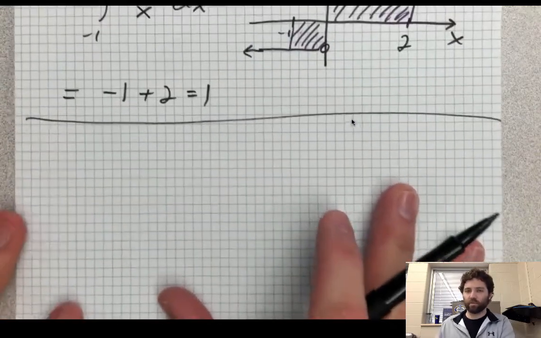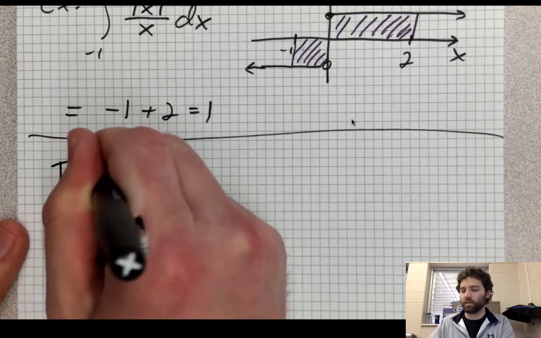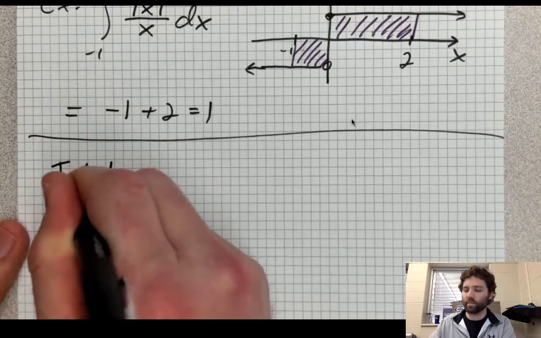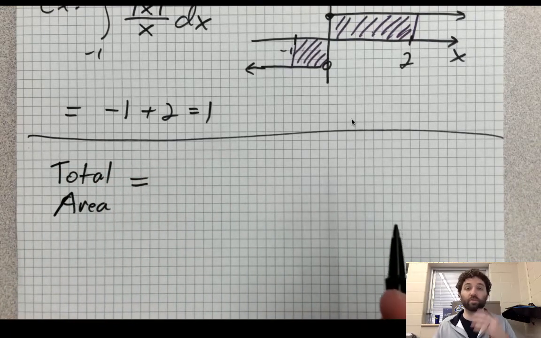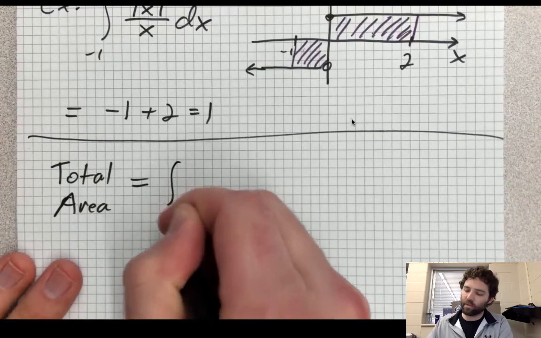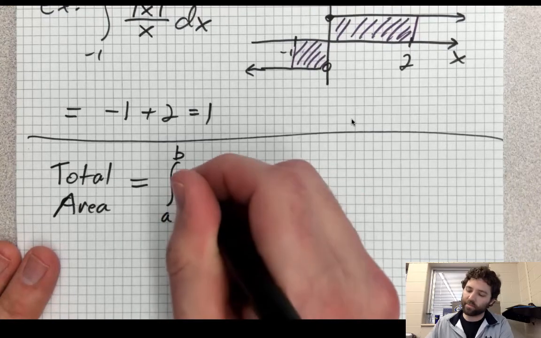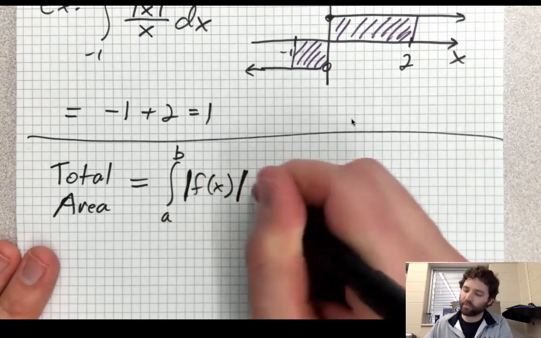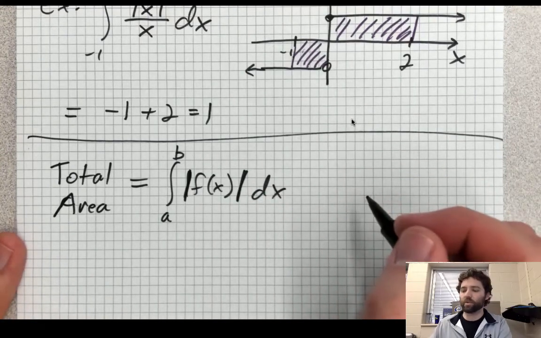Let me give you the formula right now for total area. Suppose that you don't want the net area, and you want a simple way to figure out what the total area covered is. Not the negatives and the positives, so you get the net area, but the total area covered. Here's the process for doing that. You take the integral from a to b of the absolute value of your function, all with respect to x. That will give you the total area.